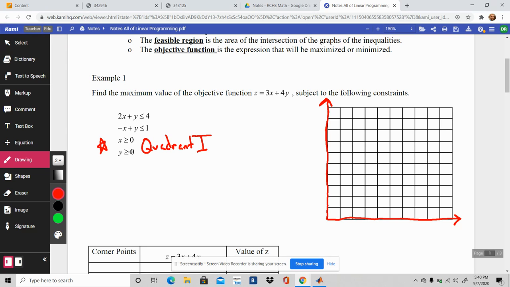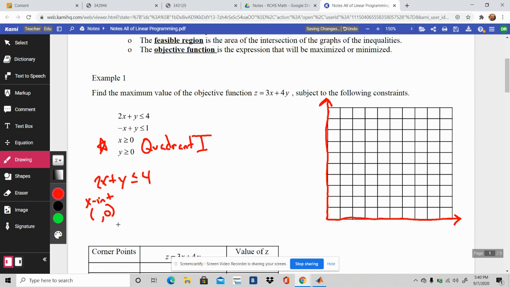You have a couple ways that you can graph them. One way you could graph them would be 2x plus y is less than or equal to 4. You could do intercepts. I could find my x-intercept. Remember, to be on the x-axis, it means that y is going to be equal to 0.